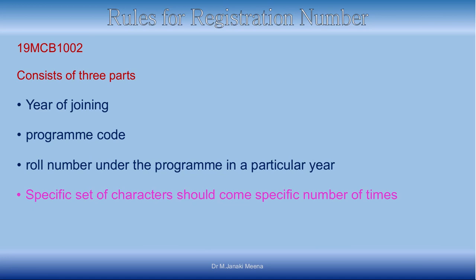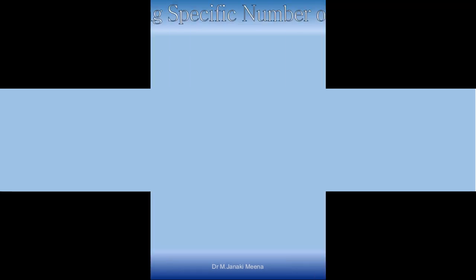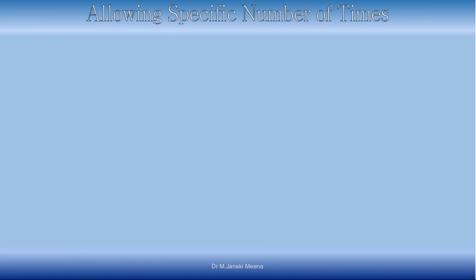That should be only 2 letters for year of joining, 3 for program code, and 4 for roll number. I should not have more than that. So how are we going to allow a specific number of times? Within the curly braces you can give the number, and whatever you give within curly braces will be taken as the minimum number of times.